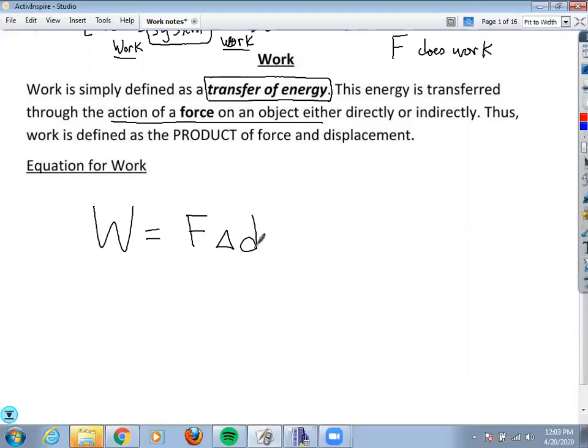So for work to be done, there's two constraints. Number one, there has to be a force acting on an object, on a system. And number two, that system has to move, displacement. Displacement cannot be zero. So if displacement is not equal to zero, therefore an object moves. So there has to be a force causing an object to move, and if that happens, that force does work on a system, either transferring energy in or out.